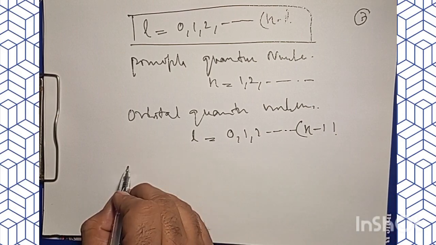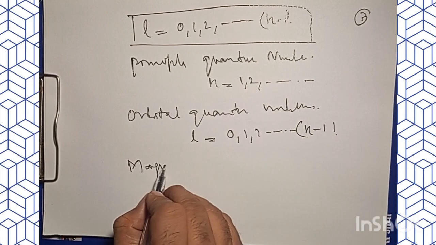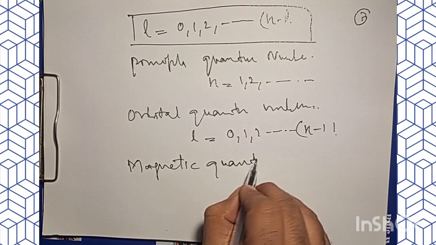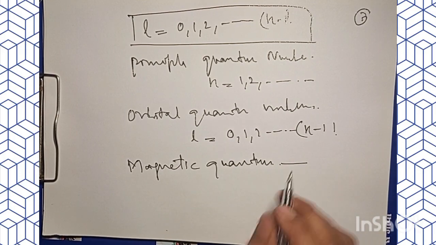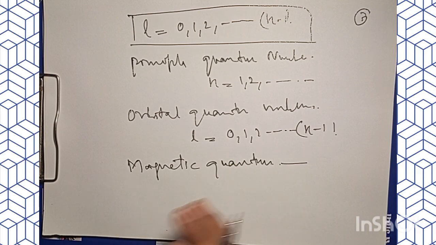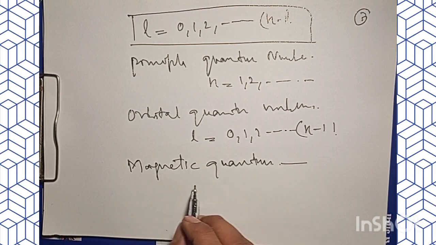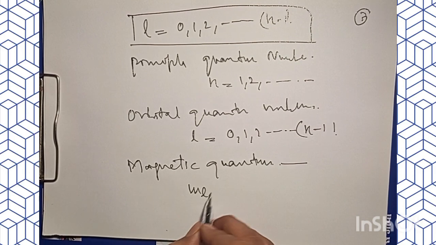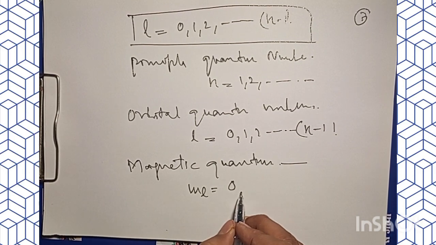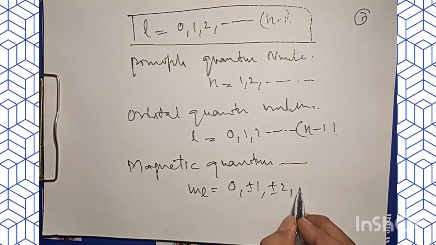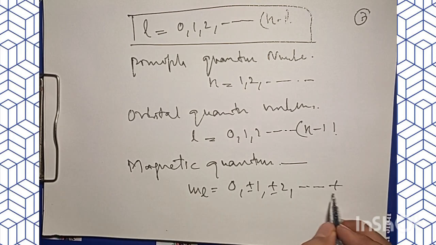And then we have the magnetic quantum number. We will try to analyze these quantum numbers separately, but here we are trying to have a closure of the discussion on the problem of the hydrogen atom. So we have the magnetic quantum number, that's ml, and that can have values 0, plus minus 1, plus minus 2, and so on and so forth, plus minus l.